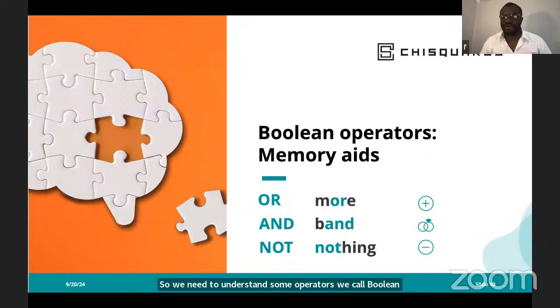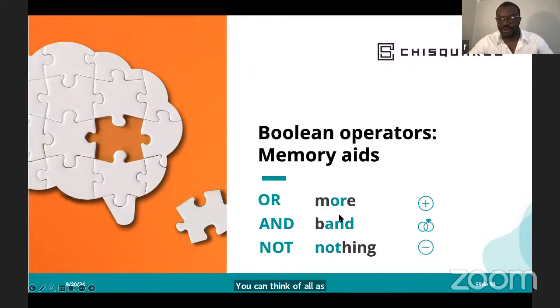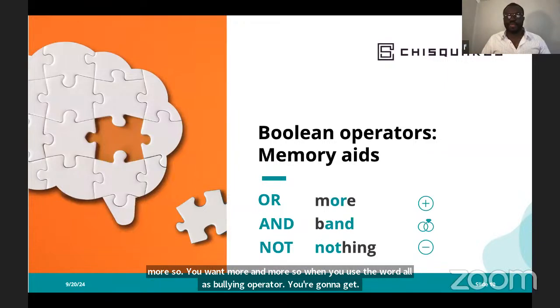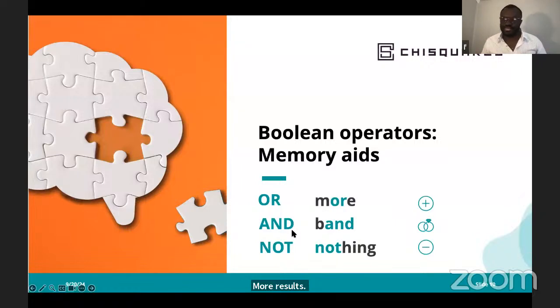There are 3 of them: or, and, not. You can think of or as more, because OR is in the word more. So you want more and more. When you use the word or as a Boolean operator, you're going to get more results. The second Boolean operator is and. Think of band, like a wedding band. The wedding band signifies that 2 individuals are married and then they're stuck together for the rest of their lives. Where one goes, the other goes, right?